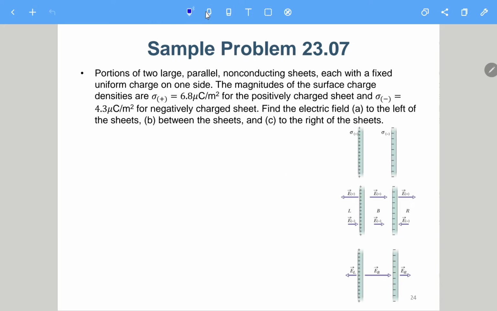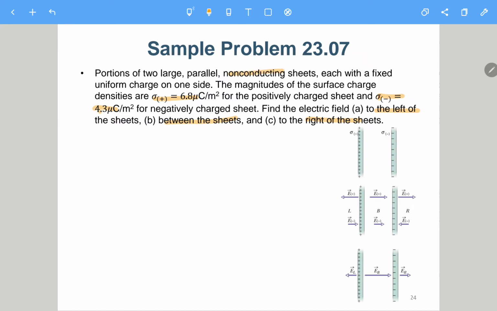So here, a portion of 2 large parallel non-conducting plates, each with a fixed uniform charge on one side. The magnitudes of the surface charge density are sigma plus and sigma minus, which is not the same amount. So for the negative charge plate, find the electric field to the left of the plates, between them, and to the right.